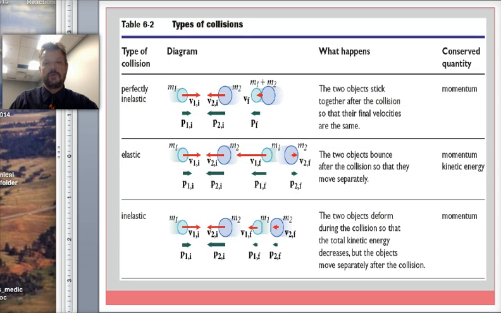There are again three types of collisions. There's perfectly inelastic, elastic, and inelastic. The two objects stick together after the collision so that the final velocities are the same for a perfectly inelastic. The two objects bounce after the collision, so they move separately in an elastic. And finally, the two objects deform during the collision so that the total kinetic energy decreases, but the objects move separately after the collision for an inelastic collision.